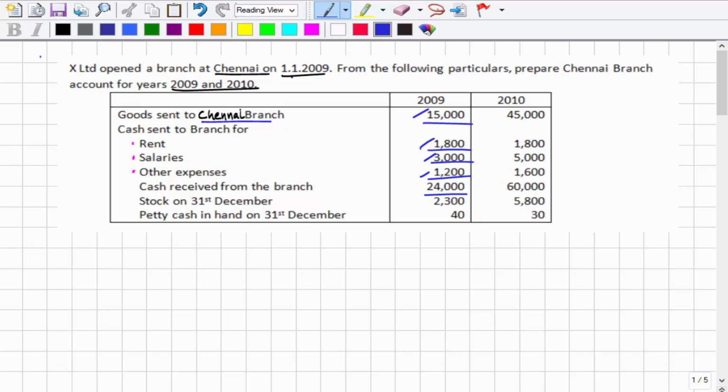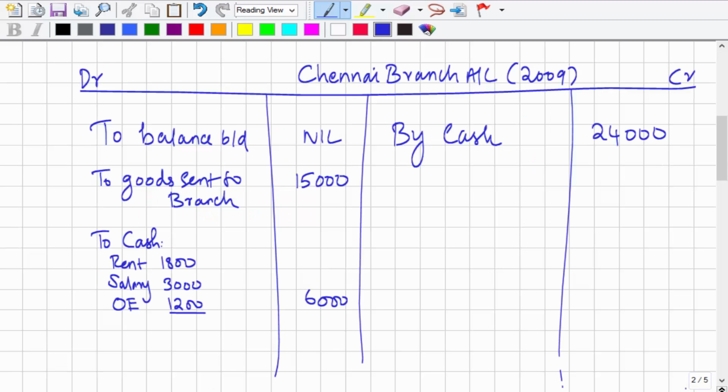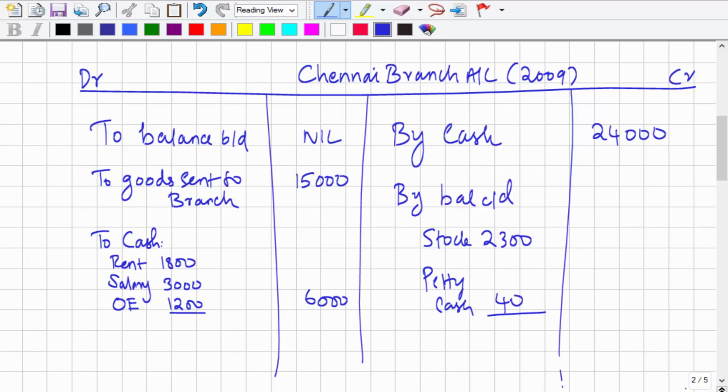Then we have stock on 31st December 2,300, and petty cash on 31st December 40. So that's the closing position, and we have to write here by balance carried down. One is stock, that is 2,300. The other one is petty cash, and it is only 40. So both put together it is 2,340. So now it's time to find out the profit or loss of this branch for the period.